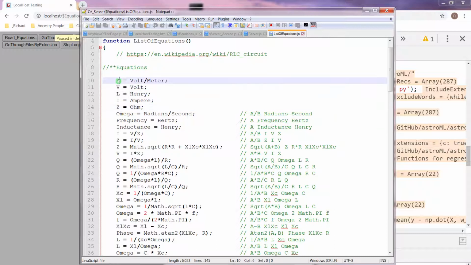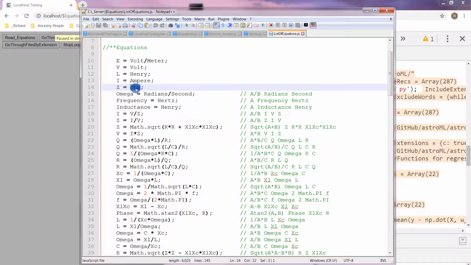Okay, so E is, you can use any word for the display. This is E for the electric field. But what I do is I work with the base unit itself. I say this is a volt per meter. This is a volt. This is a Henry. This is an ampere. This is an ohm. And then which is more fundamental. And then I know how an ohm and an ampere relate.